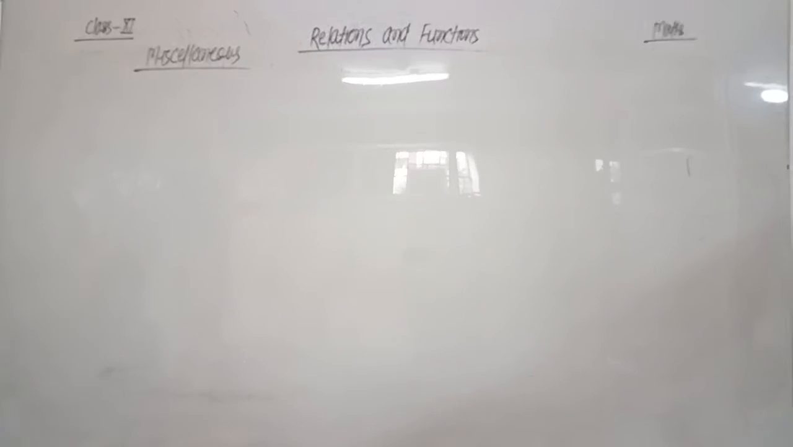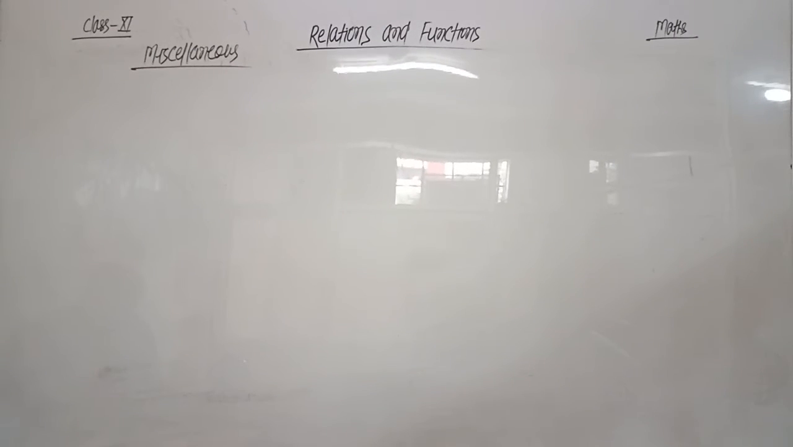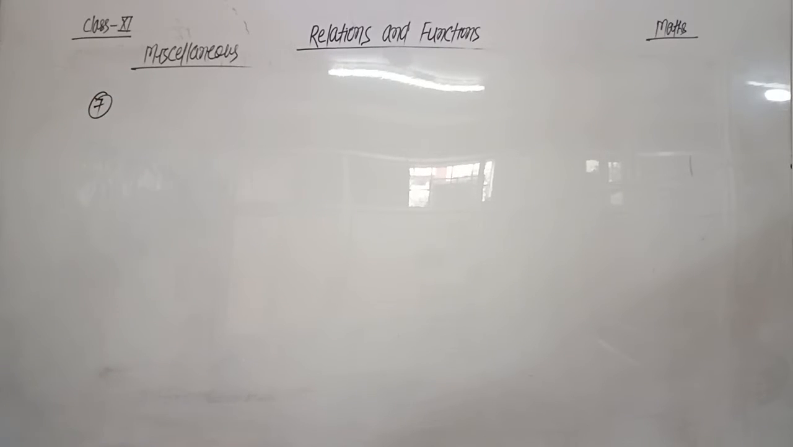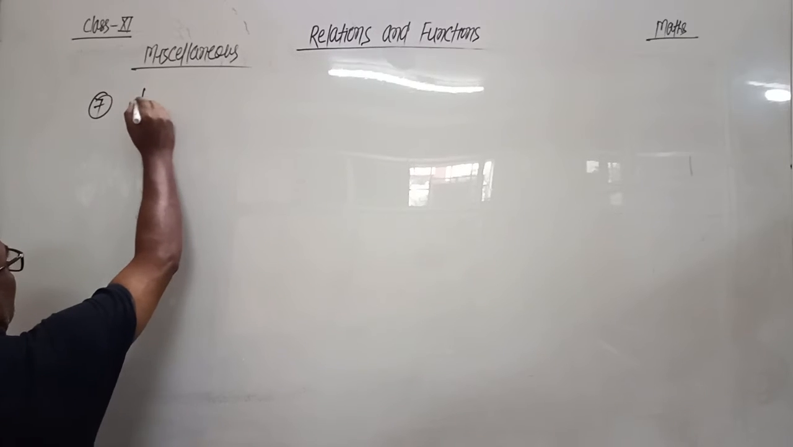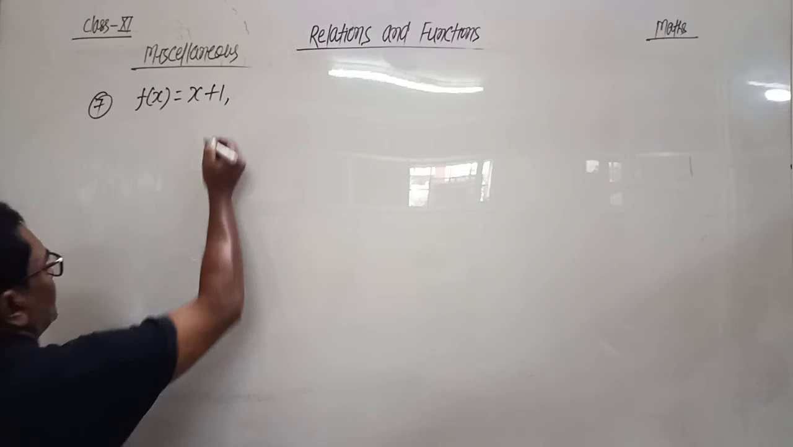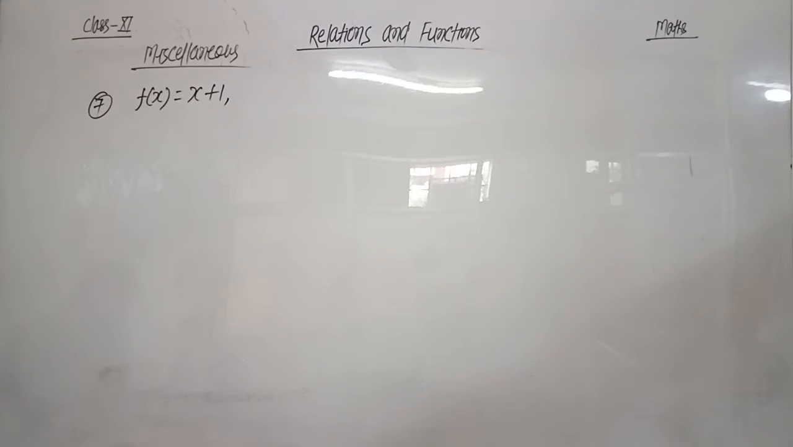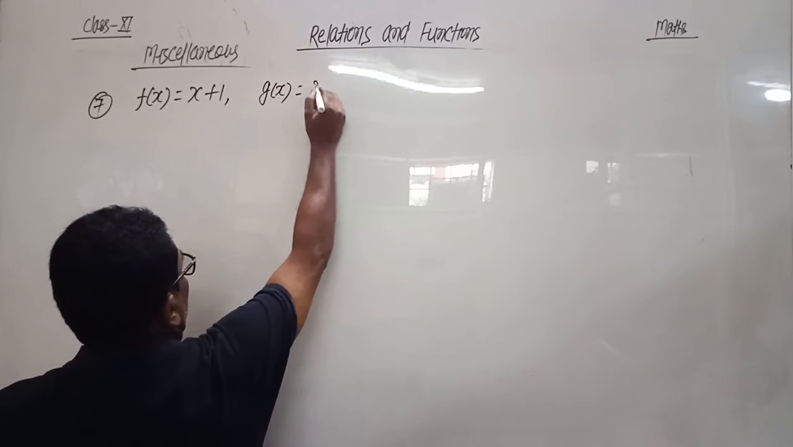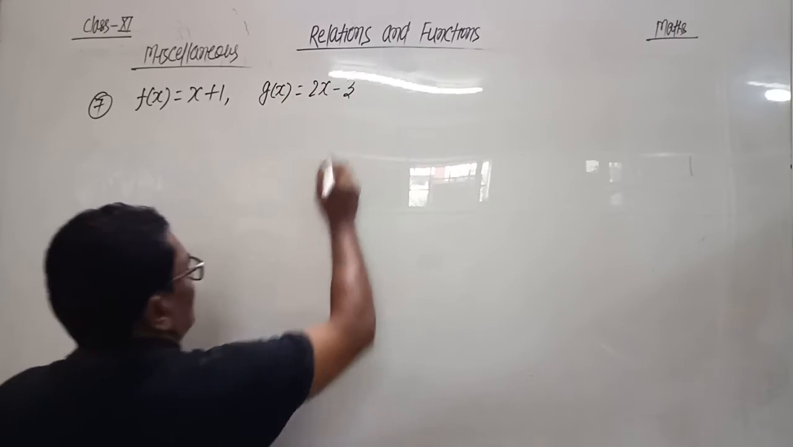Now the next question, question number 7. f, g: R to R means there are two functions f and g and they are defined from real numbers to real numbers. f(x) is given as x plus 1, and the other function g(x) is given by 2x minus 3.